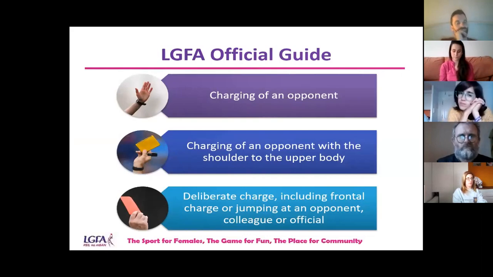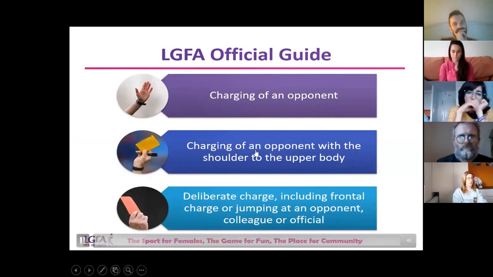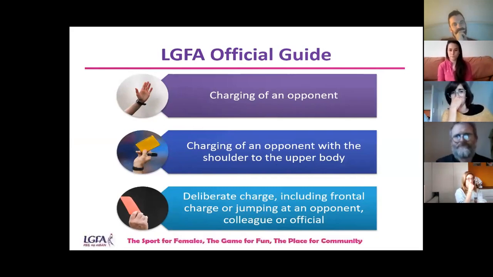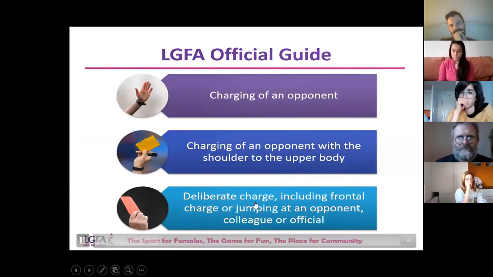Under the yellow card section, you will see charging of an opponent with the shoulder to the upper body. In this case, a player will be sin-binned in line with the yellow card offence. And under the red card section, you will see deliberate charge, including frontal charge or jumping at an opponent, colleague or official. In this case, a player will be awarded a straight red card and will be sent off the field of play.